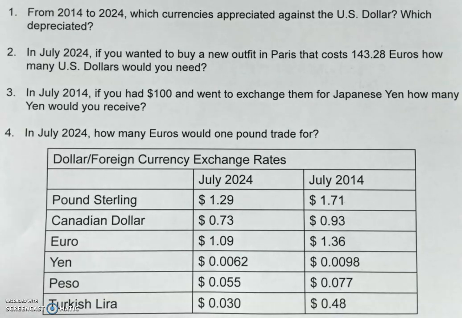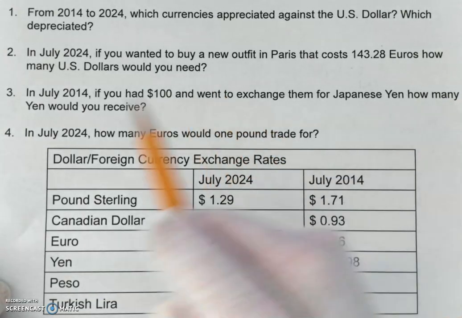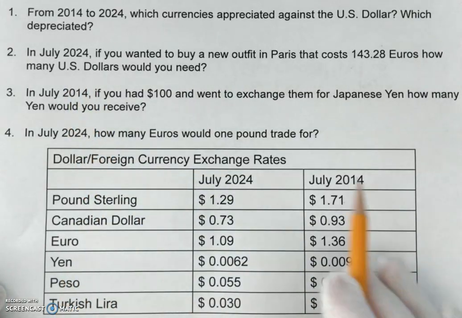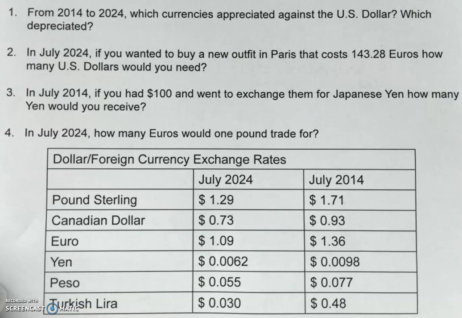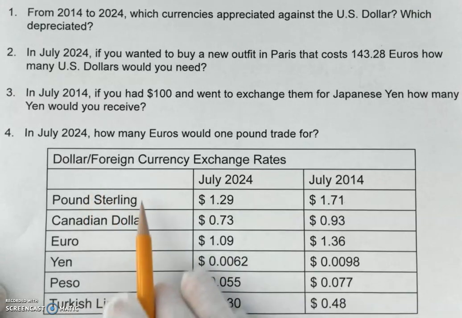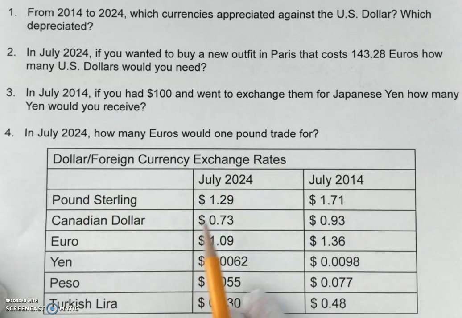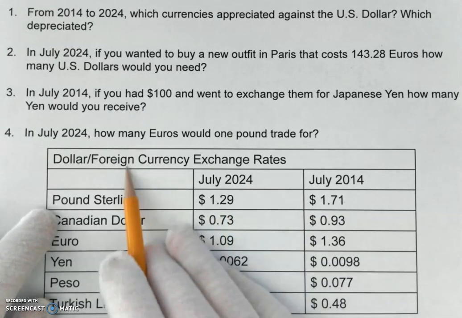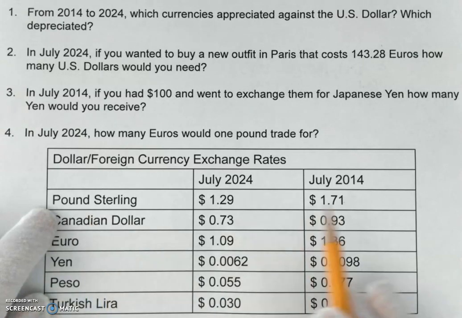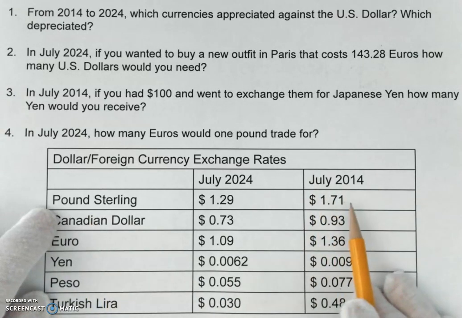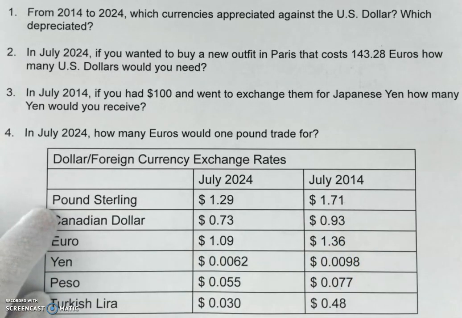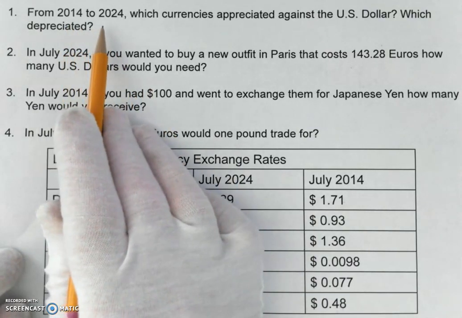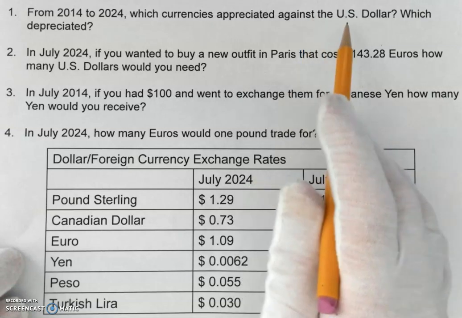Let's take a look at some foreign exchange rate operations and practice this a bit. So in this table here, we have various foreign currencies, and they're denominated in dollars per unit of foreign currency. For example, in July 2024, it was $1.29 to get 1 pound sterling. But 10 years prior, in July 2014, it was $1.71 to get 1 pound sterling, so on and so forth. First question says, from 2014 to 2024, which currencies appreciated against the US dollar?